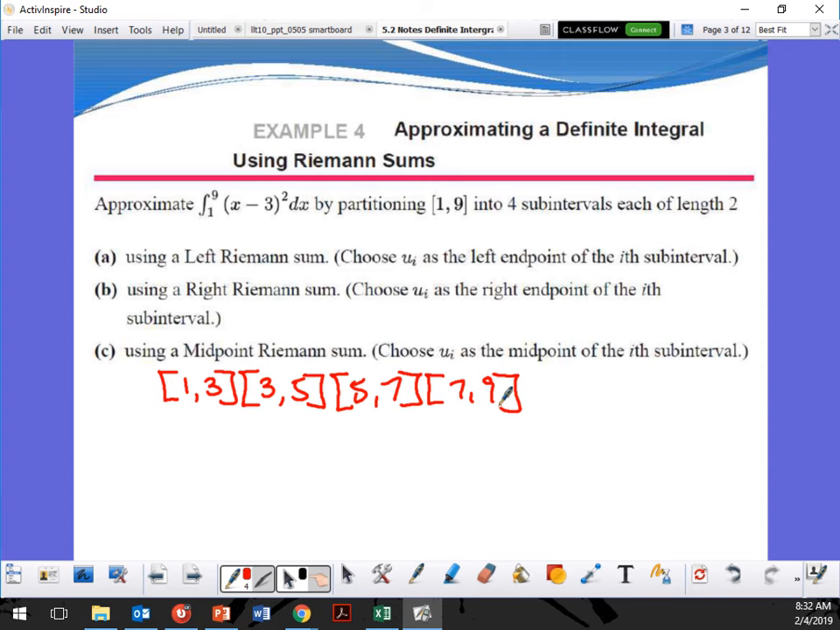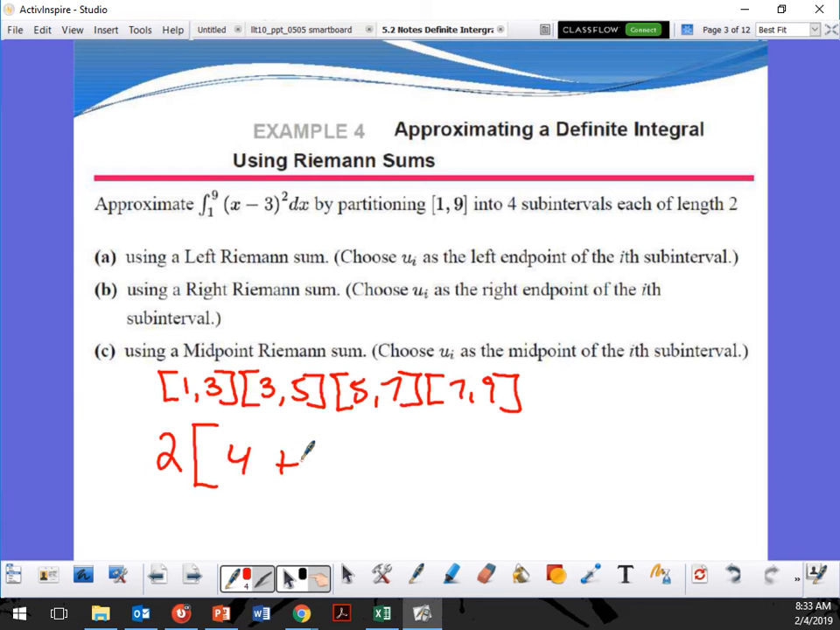All of these have the same length, don't they? They all have the same delta x, right? So I'm going to factor my delta x out front. It's going to be a 2 times, now for the left endpoint, f of 1, which is 4. So I plug it in.